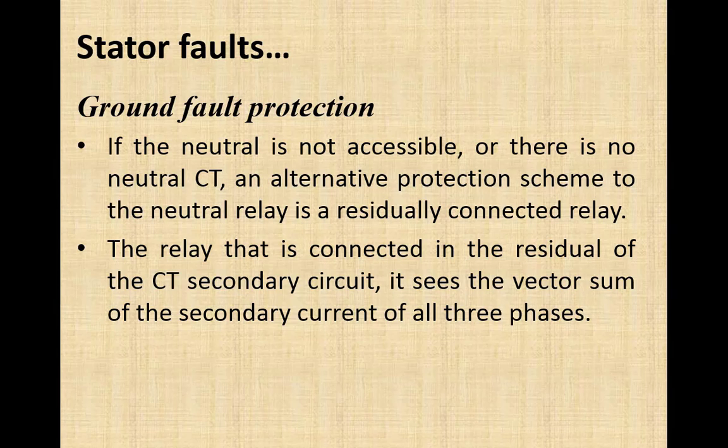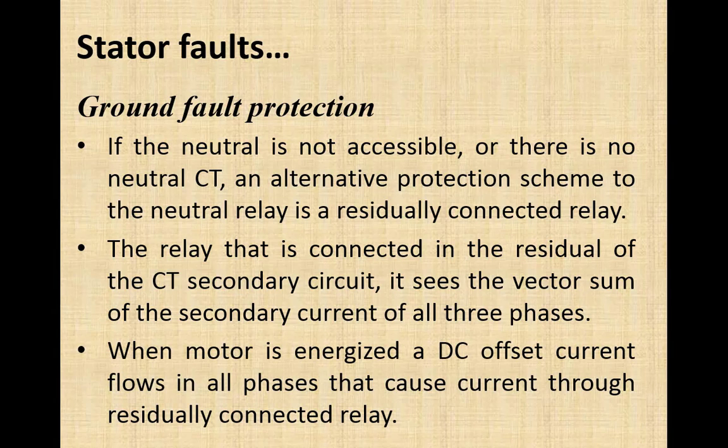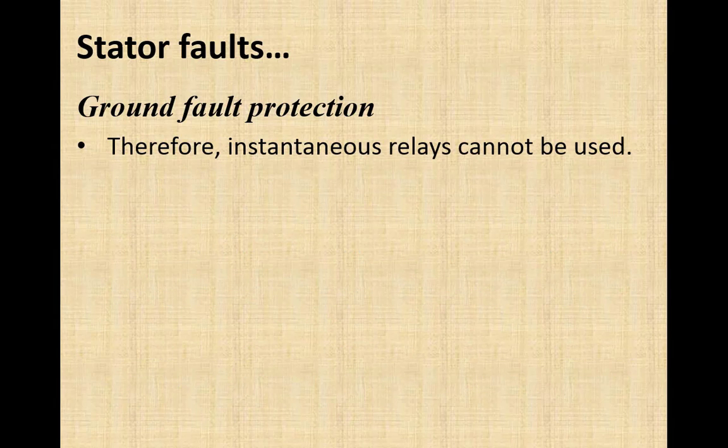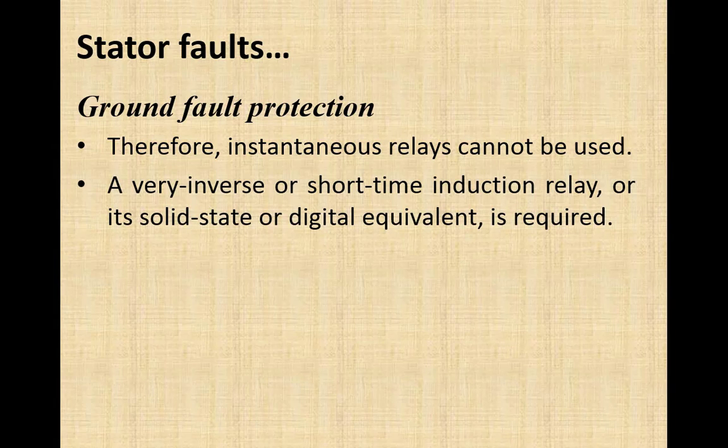So the relay that is connected in the residual of the CT secondary circuit sees a vector sum of secondary current of all the three phases, which is equal to 3 times the zero sequence current or the neutral current. When the motor is energized, a DC offset current flows in all the phases that causes current through the residually connected relay. Therefore, an instantaneous relay cannot be used here in this path. So the alternate is a very inverse or short time induction relay, short time inverse. These are the types of inverse characteristics, or its solid state or digital equivalent is required.